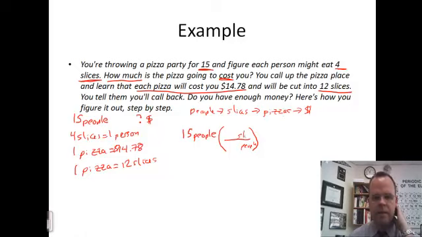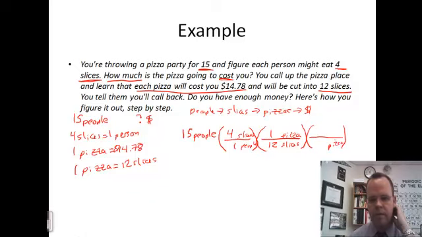So the first one, I want to get rid of people. I want to find slices. So one person, 4 slices. Second conversion factor, I want to get rid of slices and go to pizzas. 12 slices for every 1 pizza. Finally, I want to go pizza to dollars. 1 pizza, $14.78.